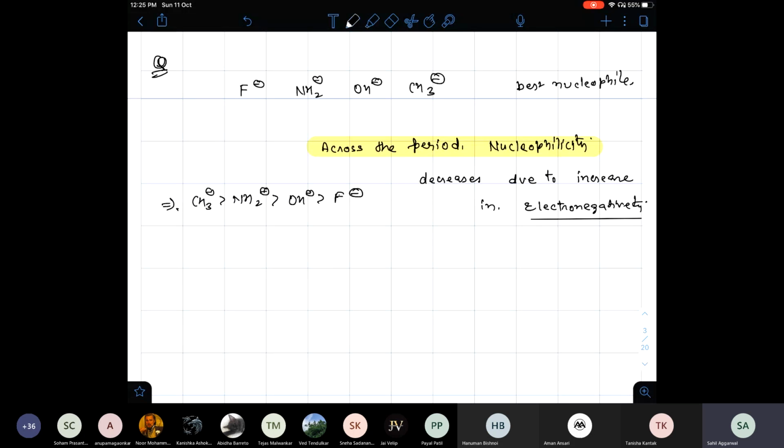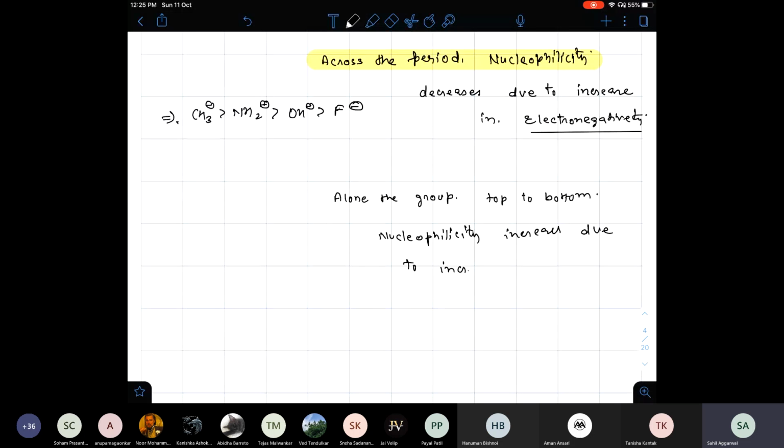Understood? Along the group, top to bottom, nucleophilicity increases due to increase in polarizability. कहाँ पढ़ा था हमने वर्ड? Where have we learned about this word polarizability?